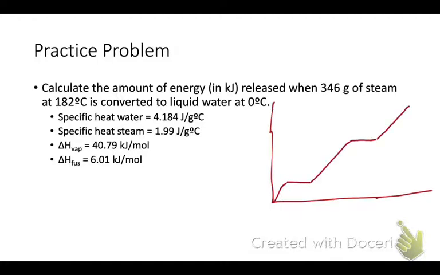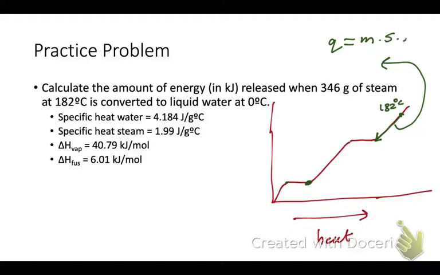And this is the way you add heat. But they are asking you to go the opposite way. So I'm going to change the color. They want you to go from steam at 182 degrees Celsius all the way to liquid water at 0. So this is solid water at 0, and this here is liquid water at 0. So you're going to go from this point to this point. The first one, you're going to go from 182 to 100, and because you are having a change of temperature, you're going to use Q equals M times S times delta T.